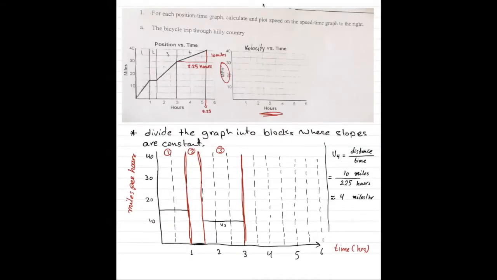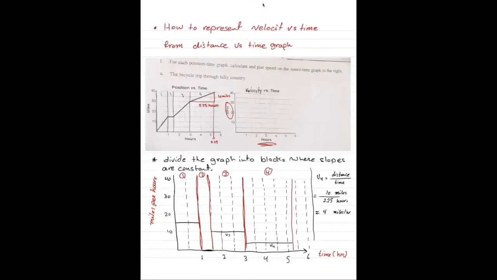So our block number 4 ends at 5.25 right here. And our speed was around 4 miles per hour, so 5 is right here, so it's a little bit before 5. That should be our V4. And that was problem number 1.